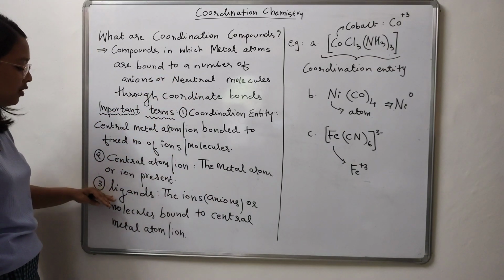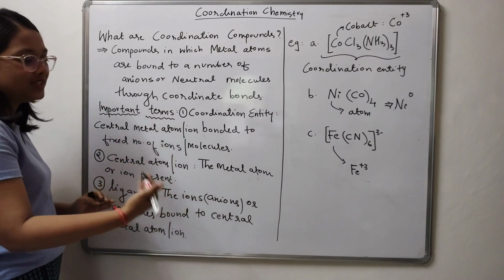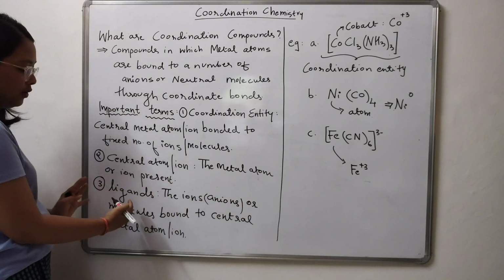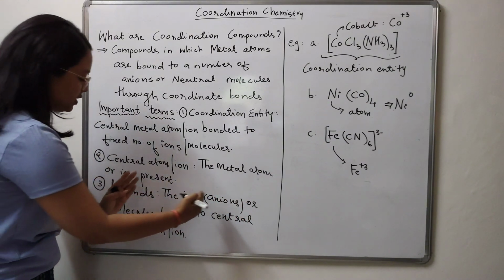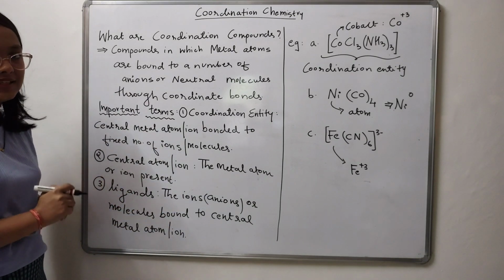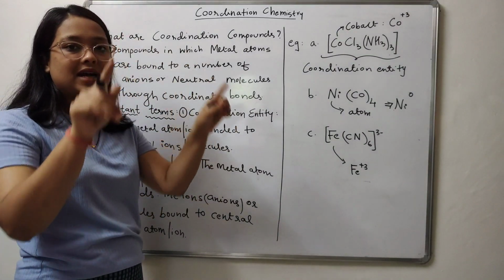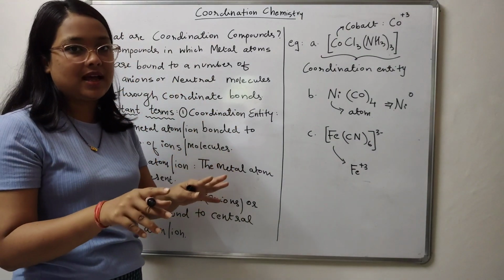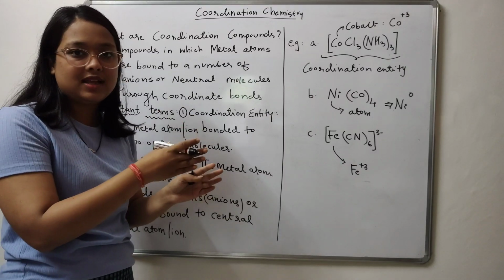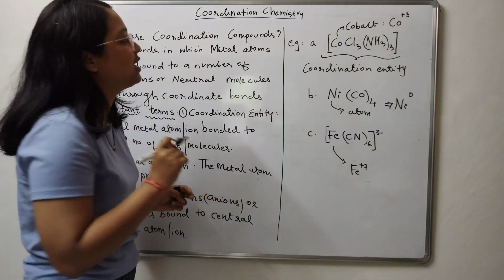The last important term we have is ligands. The ions, which are anionic or negatively charged, or molecules when they are neutral, bound to the central metal atom or ion, are known as ligands. So ligands are these fixed number of molecules or anions present around your central metal atom. In some cases they can be neutral, that is they do not carry any charge, or in other cases they can be anionic, that is negatively charged.